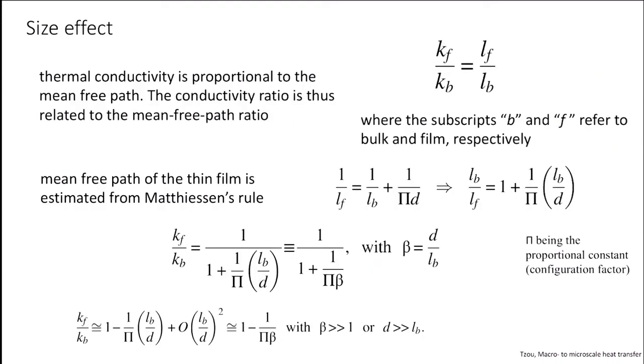Okay, so now coming to this size effect part, what is this size effect? We haven't talked about thermal conductivity much. We are assuming this thermal conductivity, so basically q equals minus k dT by dx. We are assuming this k to be constant pretty much.